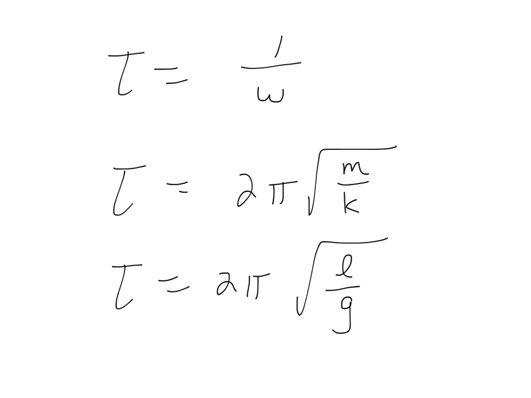Did I write the first one correctly, or did I write it the other way for you guys? f equals 1 over time. Okay, just to be consistent with your notes. It's the same thing, obviously.